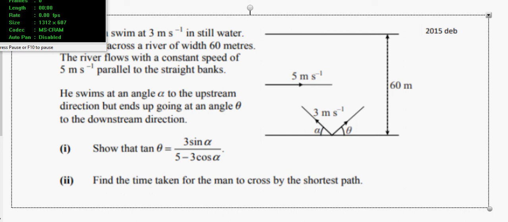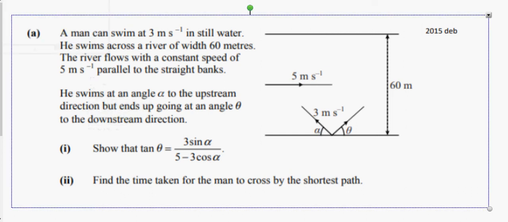Alright guys, shh. A man can swim at 3 meters per second in still water. He swims across a river with width 60. The river flows with a constant speed of 5 meters per second parallel to the straight banks. This is very kind of them. He swims at an angle of alpha upstream.